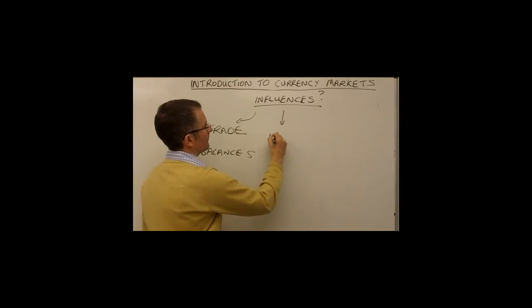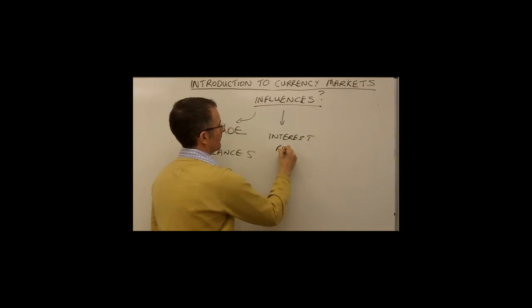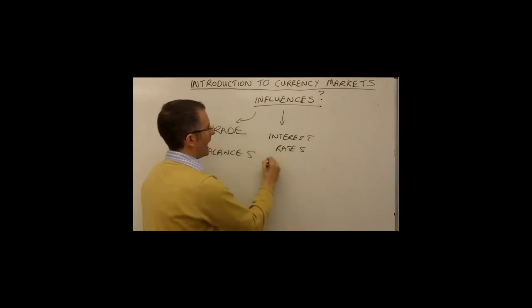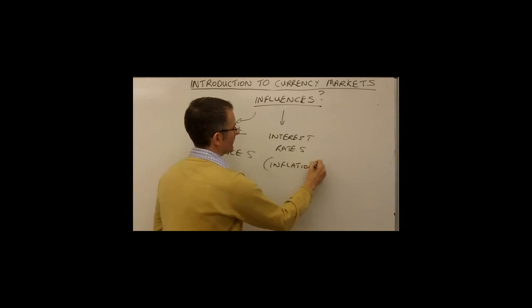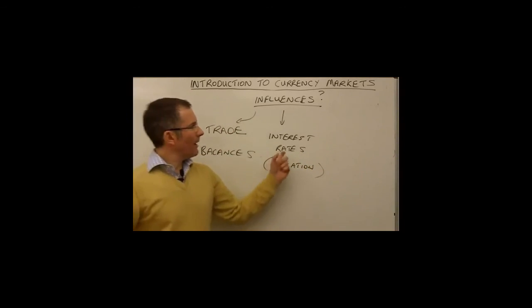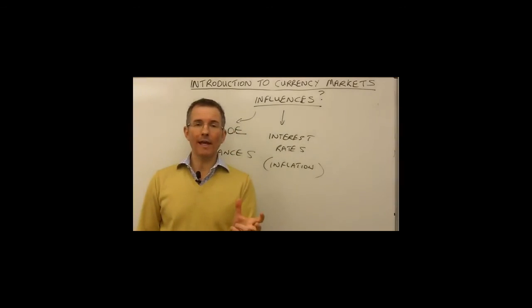Number two, interest rates. And you might say linked to that, inflation data. Basically the price of a currency is dictated heavily by what you can earn if you own it.